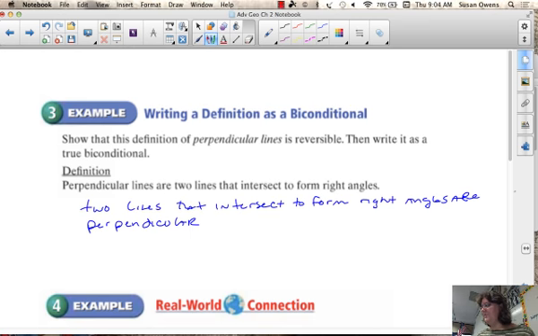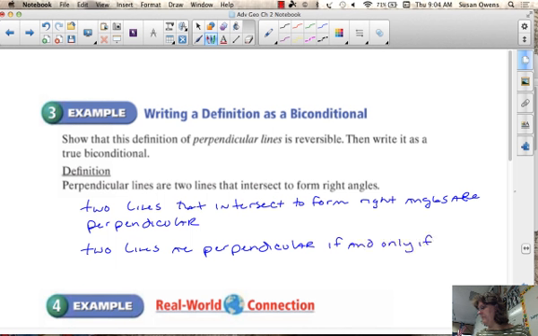So in order to make this a biconditional statement, we can say 2 lines are perpendicular if and only if they intersect to form right angles.